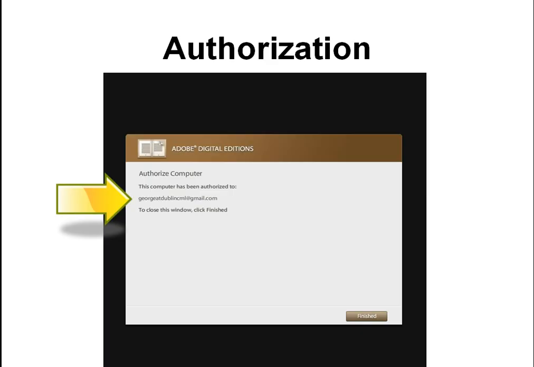If it says authorized computer and it has an email address saying this computer has been authorized to blah, blah, blah, then the computer has been authorized correctly. If it does say authorized computer and asks for an Adobe ID and password, there's a link to adobe.com where they can sign up for an Adobe ID. This is kind of like a digital flag saying george@gmail.com has this book.